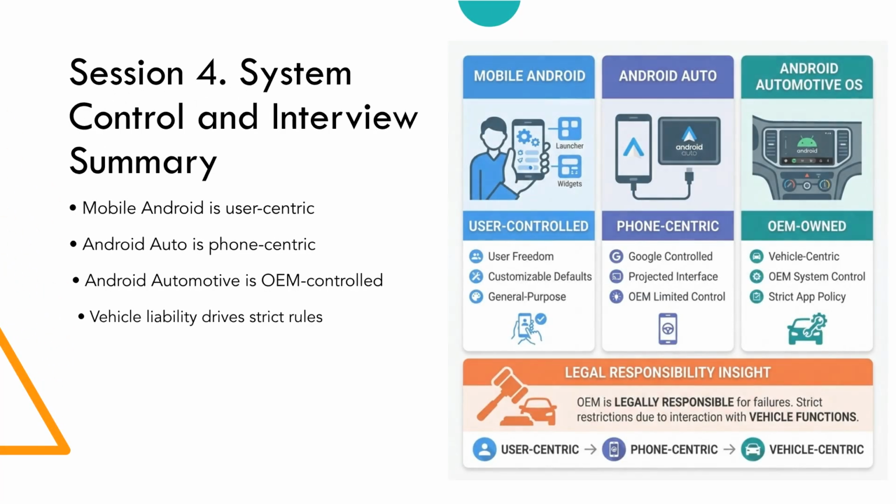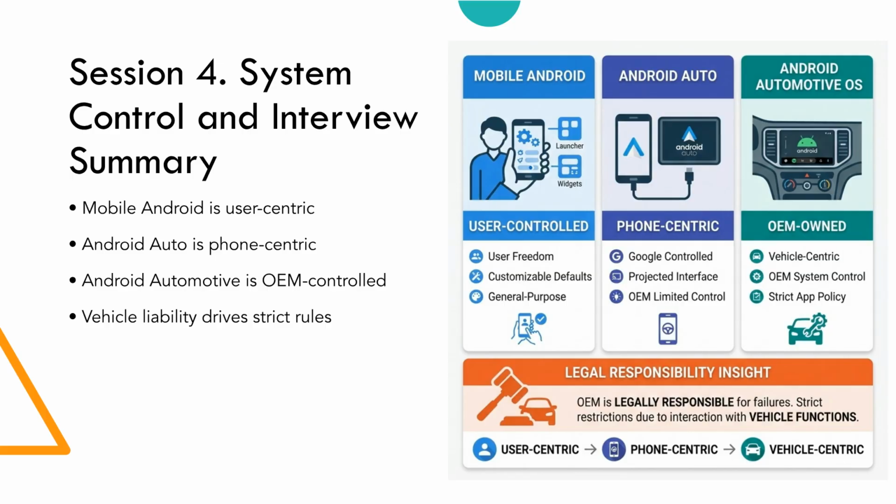The final comparison area is system control and ownership, and this is often the deciding factor in interviews. Mobile Android is largely user-controlled. Users can install launchers, change defaults, and customize behavior within platform limits. Android Auto is primarily controlled by Google and the phone OS. The vehicle OEM has limited control because the system is projected from the phone.